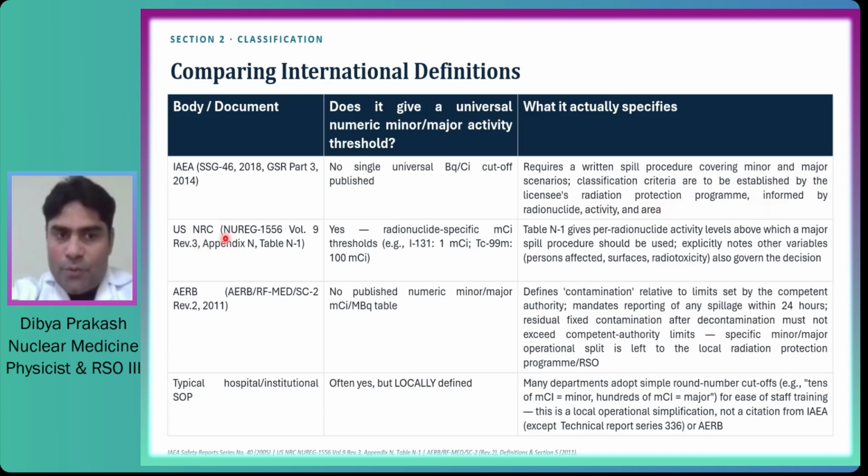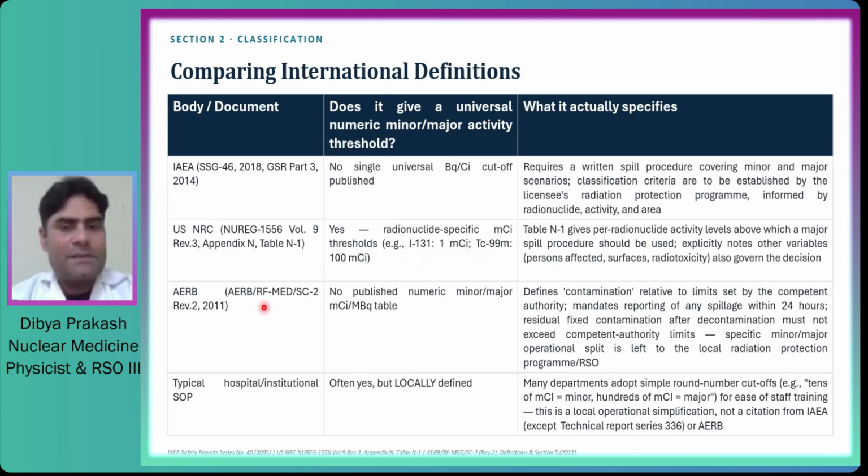The US NRC, in its documents, has clearly separated what is major and minor, and it depends on the activity level. So we'll see that. For iodine-131, they say 1 millicurie itself is a major spill, and for technetium-99m, less than 100 millicurie is a minor spill.